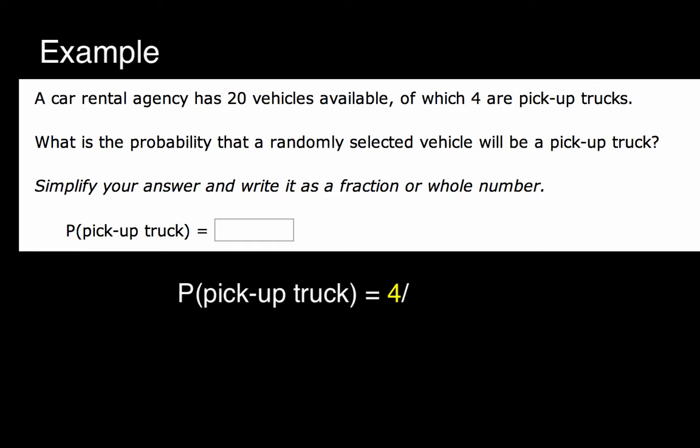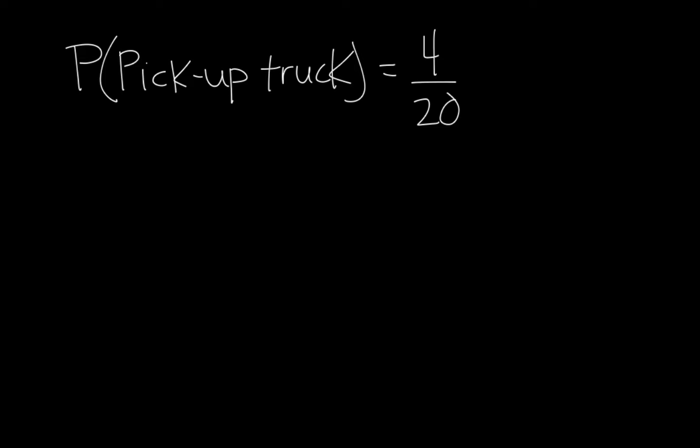How many total vehicles are we talking about here? 20. It says in the problem, a car rental agency has 20 vehicles available. That's the total sample space. They only have 20 vehicles available. So 20 represents our sample space. That's the denominator of our ratio. All right, so we have calculated the probability of selecting a pickup truck given this situation to be 4 to 20. 4 is the size of our event. It's what we're looking for. 20 is the total sample space.